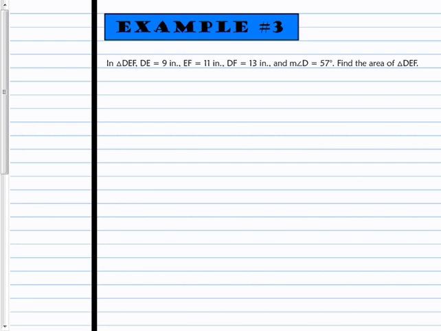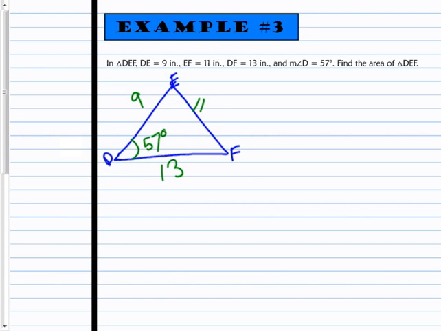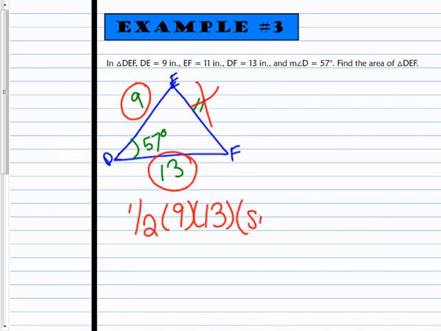Let's do one more. This time you need to draw the triangle. Okay, so quickly just sketch out a triangle, doesn't matter. Label the pieces. It says it's triangle DEF, so D, E, and F. Okay, they tell us that DE is 9, EF is 11, and DF is 13, and they gave us this angle right here. Measure angle D is 57 degrees. So since I have the 57-degree angle, I'm going to be working with this side that's 9 and this side that's 13. This side does not matter. Okay? So 1/2 times 9 times 13 times the sine of 57 degrees.